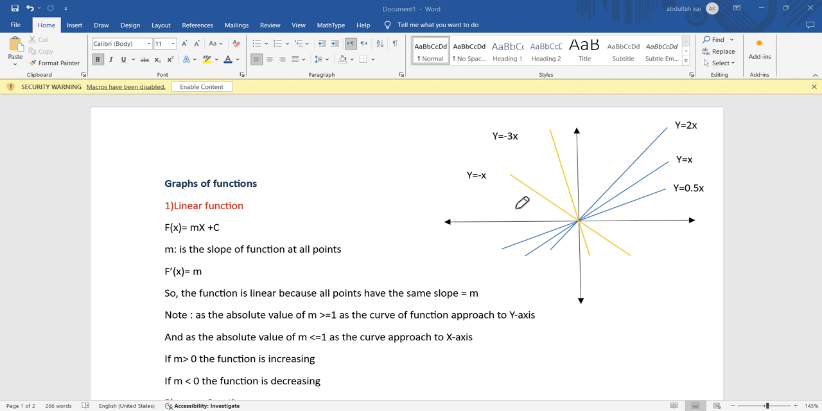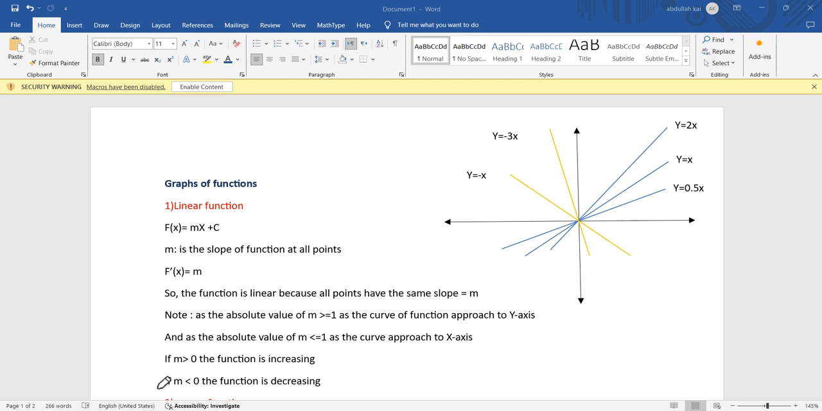The second topic I will discuss: if m is larger than 0, so the sign of m is plus, the function is increasing. If you follow this function, this blue one, from left to right, you will see this function is increasing, because the coefficient of x is positive.